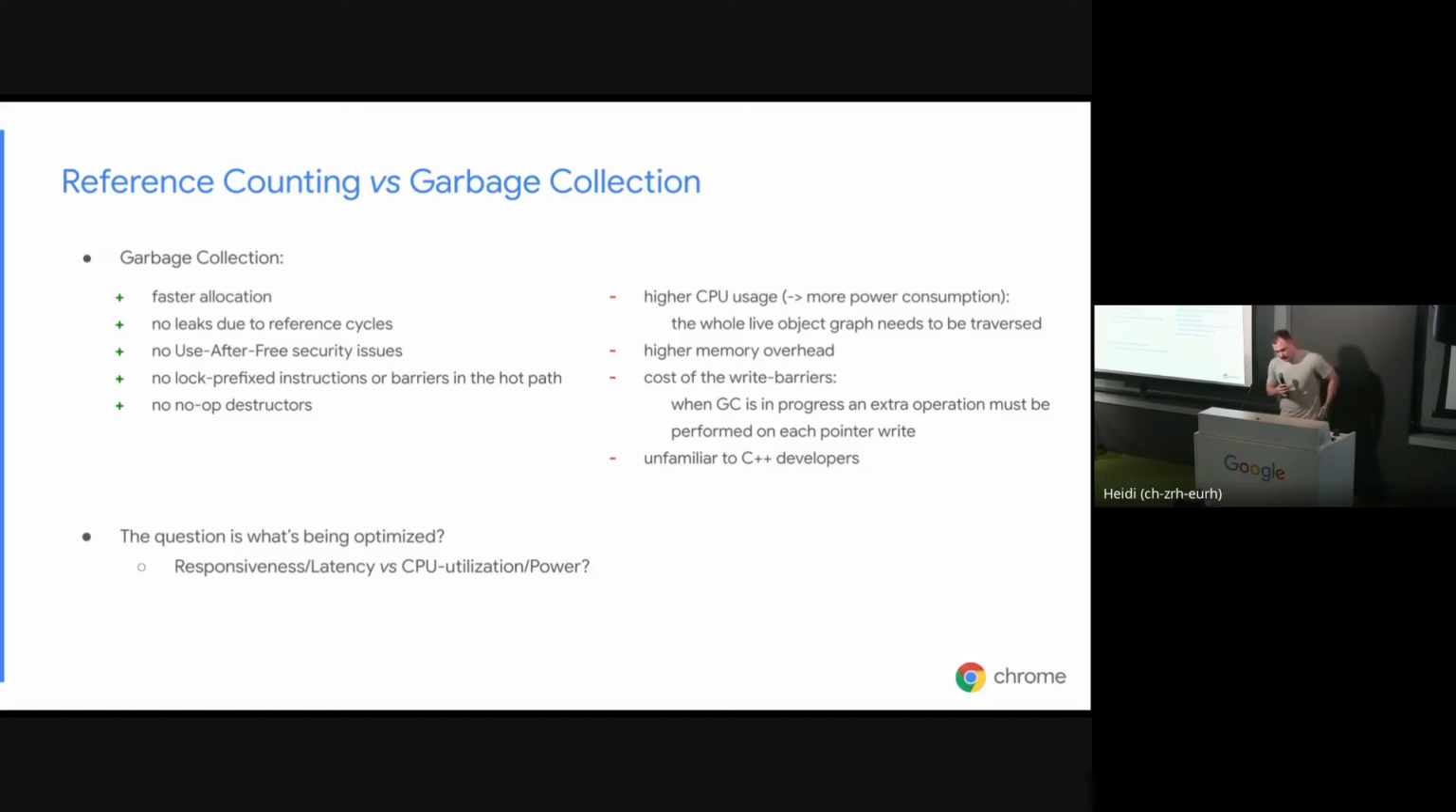The question is what to choose. The question actually boils down to what is being optimized. If we optimize performance, if we consider performance as responsiveness of the application and latency, then probably garbage collection can give something, because we don't spend time on reference counting, so we can be faster, and allocation can be faster. But when it comes to CPU utilization and power, I don't know. Probably garbage collection is not a good idea, because you would have to execute a lot of code that you wouldn't in the unmanaged world.